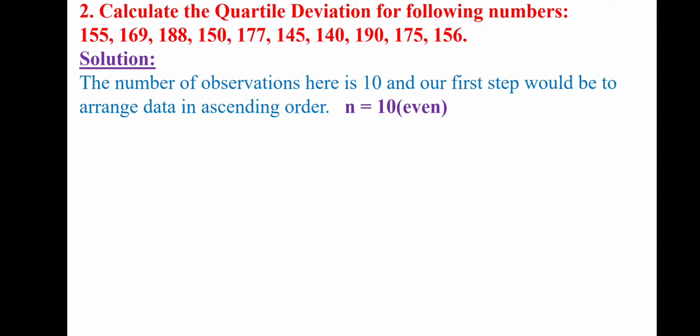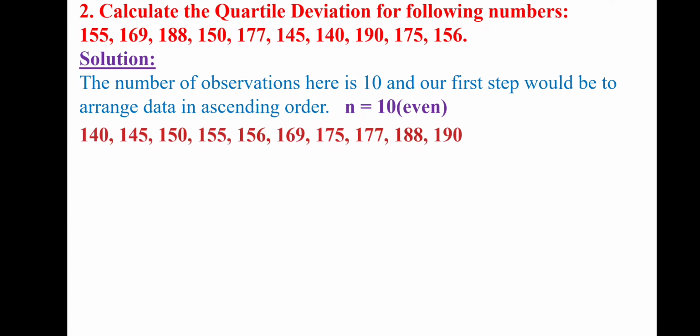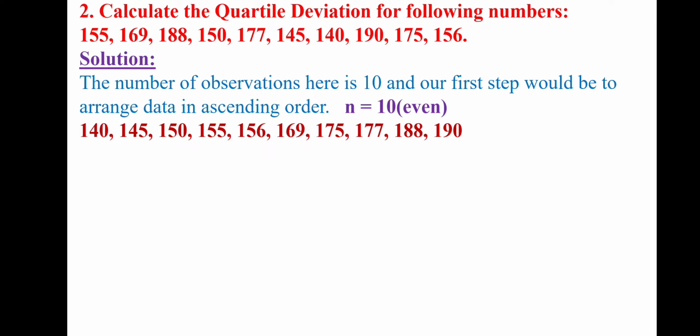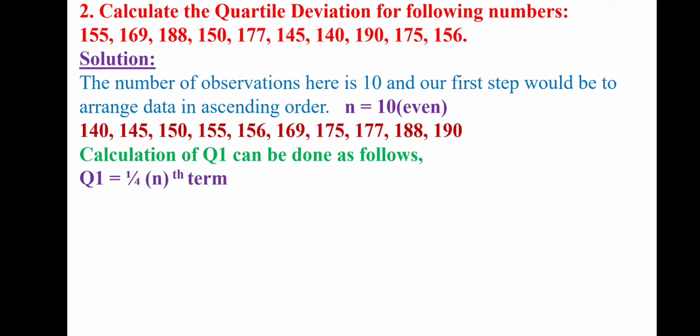Calculate the quartile deviation. Another example I have taken. First we need to arrange in ascending order. Here n equal to 10 values, an even number, so we can use the even formula. Arranging the given values in ascending order: 140, 145, 150, 155, 156, 169, 175, 177, 188, 190. So the Q1 formula we know very well. Q1 equal to 1/4 of the nth term. Here n is 10, so we'll get 1/4 of the 10th.